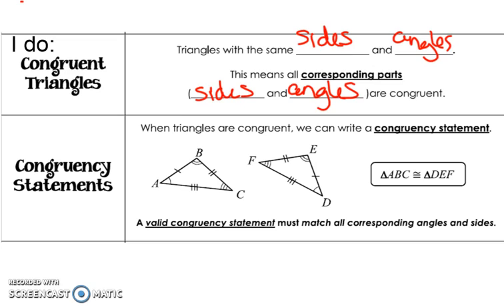We also want to look at the congruency statements. If we're given that triangle ABC is congruent to DEF, that means that we have a valid congruency statement and it's going to match all the angles and all the sides. The big thing to keep in mind is if I look at A, it's in the first spot, and D is in the first spot. That's telling me if they're congruent, angle A is congruent to angle D.